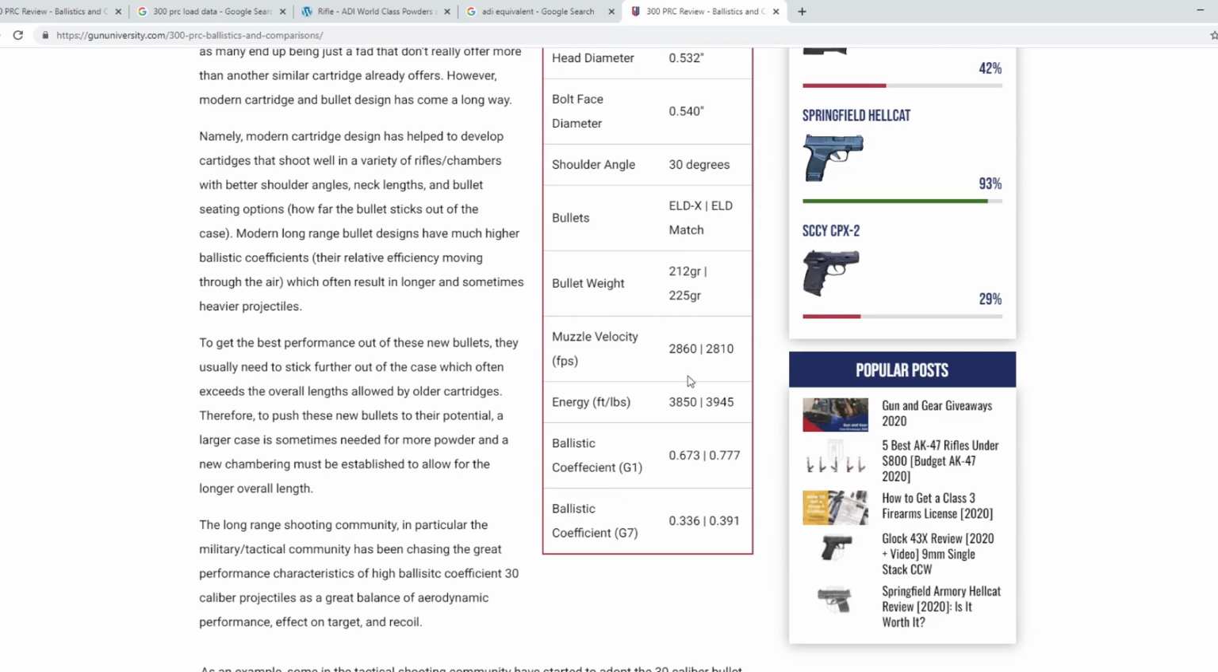This is actually set up with a couple of different weight bullets. And you can see we're roughly looking at around 2,800 feet per second in the 225, 212. I would be looking at my data. I'd probably be aiming for the 230 grain bullet to start off with.